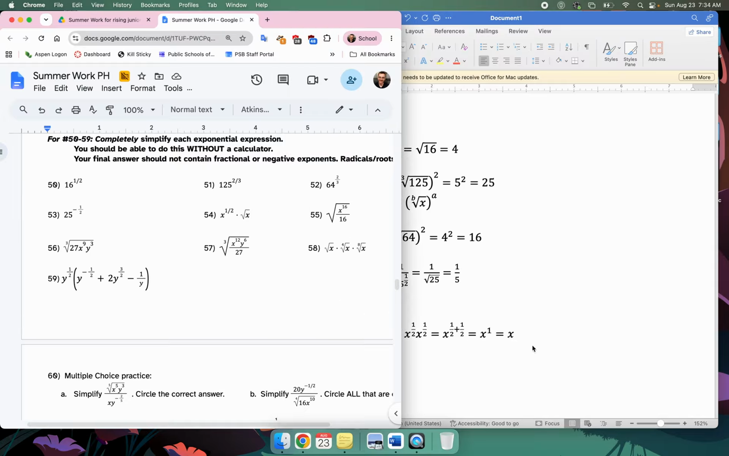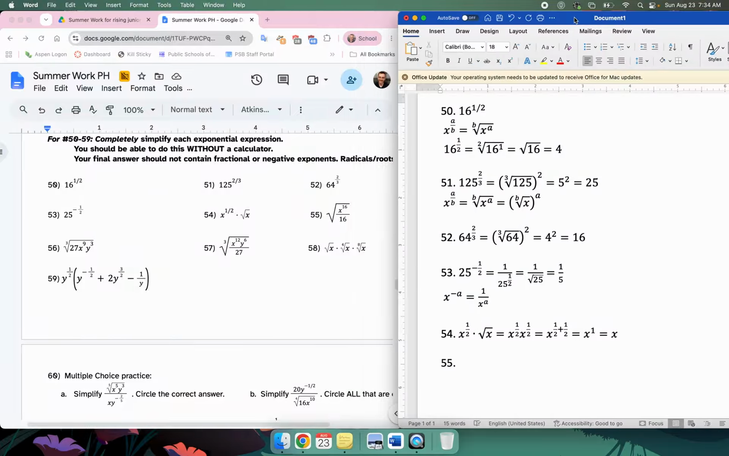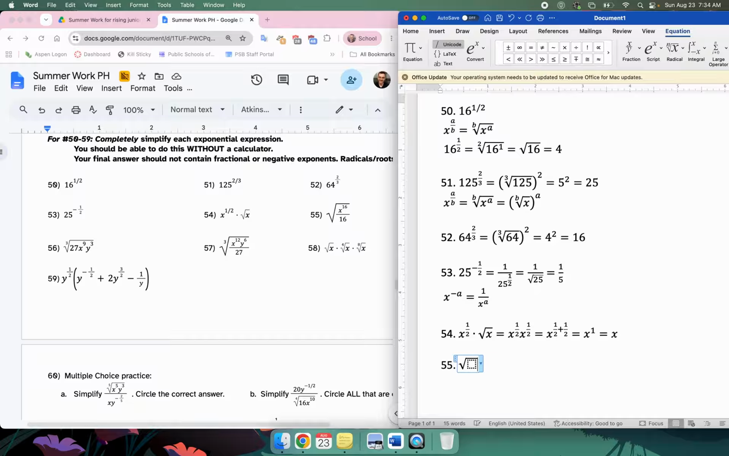55, we have square root of x to the 16 over 16. So I would say first of all, the large square root can be interpreted as an exponent of 1/2. So taking the square root of that fraction is the same thing as raising that fraction to the 1/2 power.